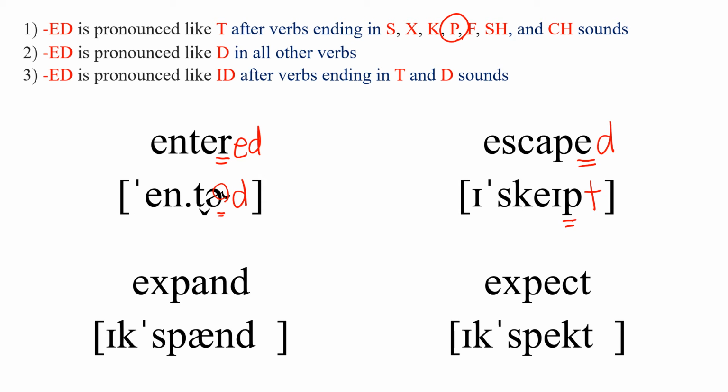Next one, expand. It ends in a consonant, we put ED, and this is the D sound, so it's going to be expanded. Next one, expect. Consonant, we put ED to make the past tense, and this is a T ending, just like this, so it's going to be expected.